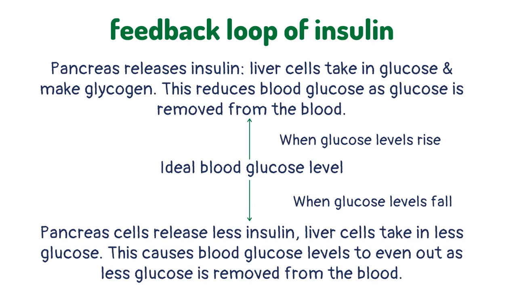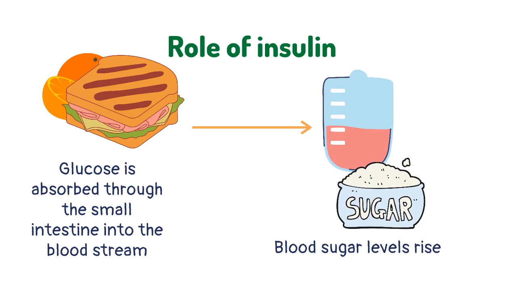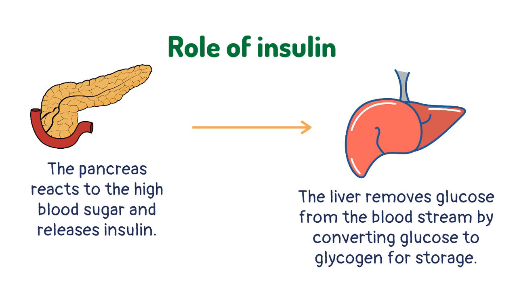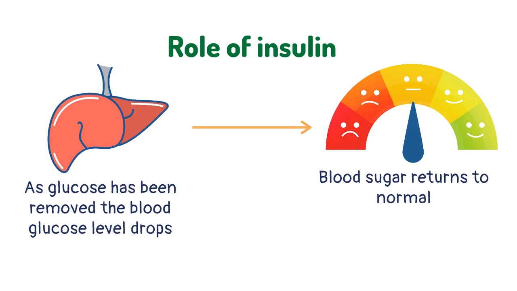If blood glucose levels rise, then the pancreas releases insulin. This causes liver cells to take in glucose and make glycogen. This reduces blood glucose as glucose is removed from the blood. Glucose is absorbed through the small intestine into the bloodstream. The pancreas then reacts to the high blood sugar and releases insulin. This causes the liver to remove glucose from the bloodstream by converting glucose to glycogen for storage. As glucose has been removed, the blood glucose level drops, and so blood sugar returns to normal.